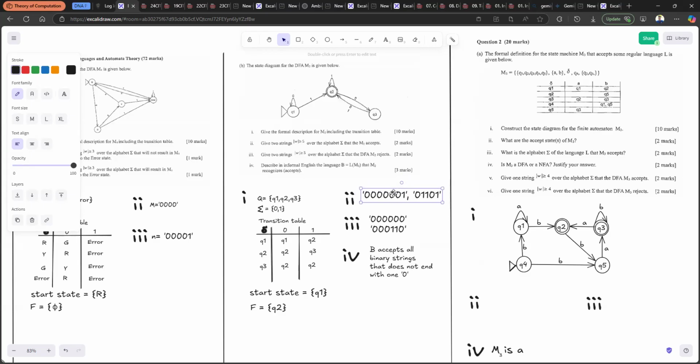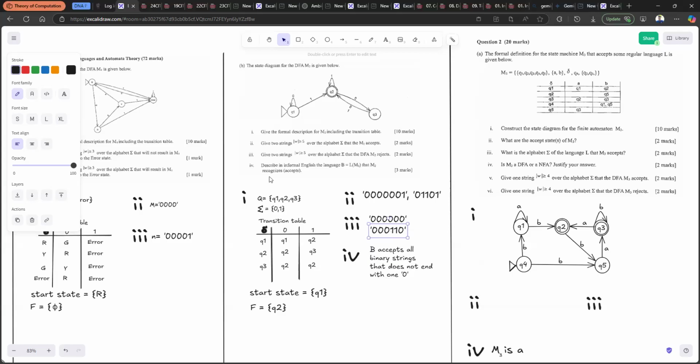And then for the strings that don't accept, I say, hey, let's just never leave the start state, or let's end up at Q3, right? So you get 3 zeros, stay at Q1, you get a 1 to Q2, or another 1 to stay at Q2, and then a 0 to move to Q3.